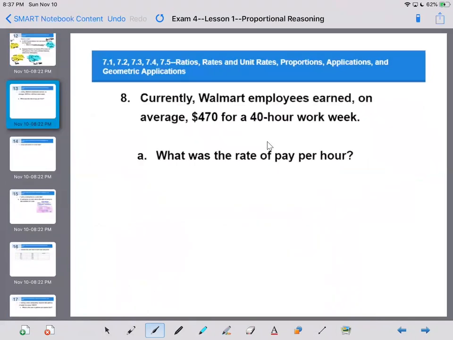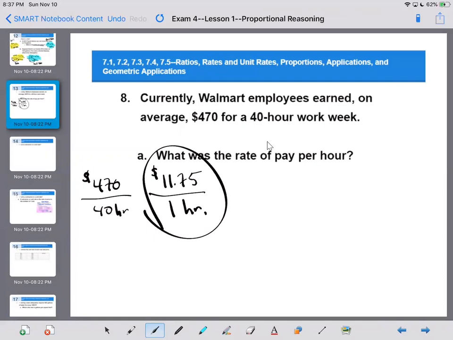Okay, next question. We're looking at currently Walmart employees on average earn $470 in a 40-hour work week. So if you take 470 and divide it by 40, you're going to get approximately $11.75 for one. And remember, this was money per hour. So $11.75 per hour. And that was a couple of years ago when I looked that up, so that may have changed. But when you talk about minimum wage or whatnot, you're talking about a unit rate, what a person would get per hour.